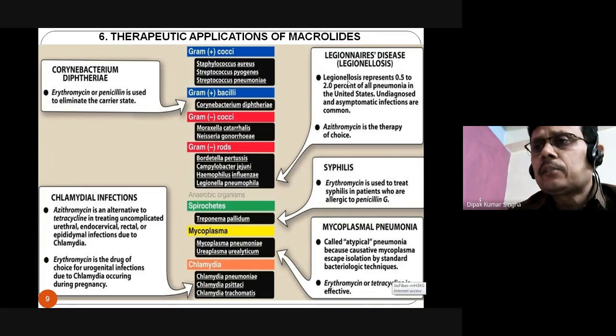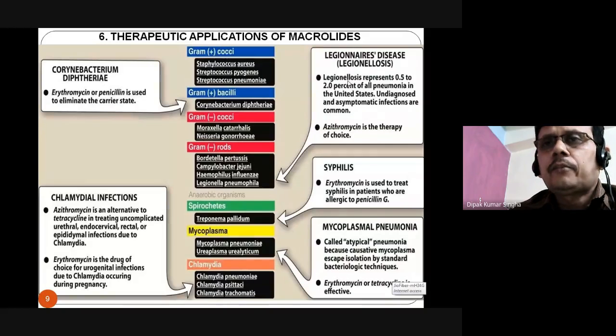Another use is in syphilis: erythromycin is used for the treatment of syphilis, caused by Treponema pallidum. It is also used for Mycoplasma pneumonia, chlamydial infection, and Corynebacterium diphtheriae. In these cases, the macrolide antibiotic is very useful. Erythromycin or penicillin is used to eliminate the carrier state.